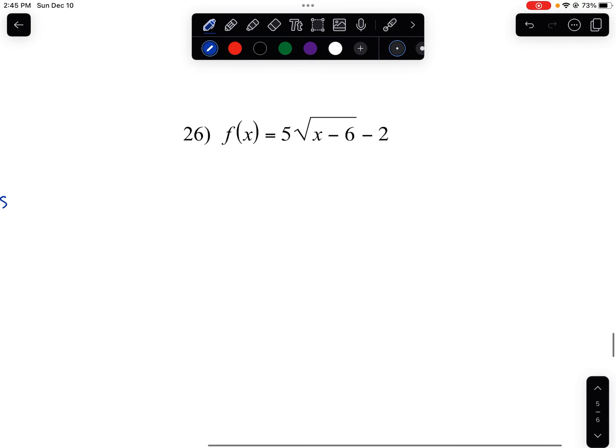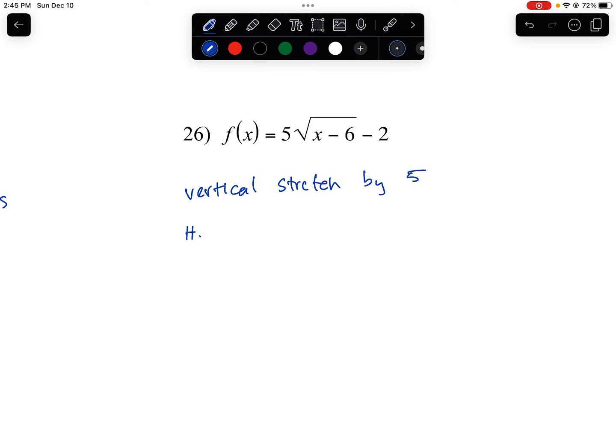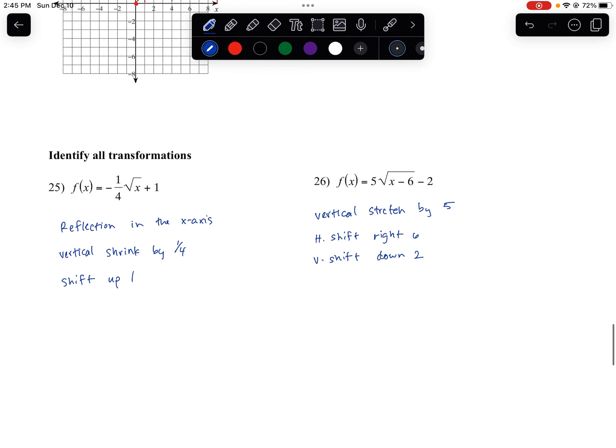Okay, this one I also see 3: 1, 2, 3. The first one would be a vertical stretch by 5. Inside here, that would be a horizontal shift right 6. And then it would be down 2, a vertical shift down 2. Okay, and that'd be it for those.